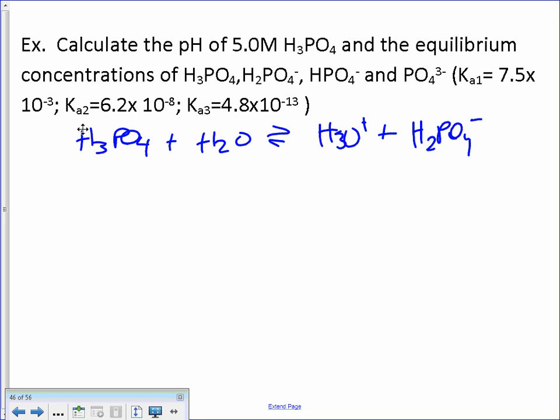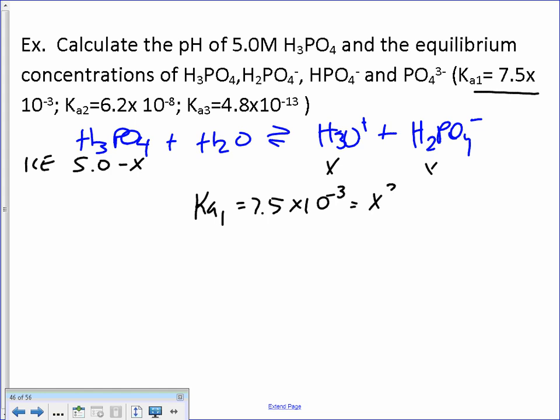Have to do an ICE box, minus X. Good. So I'm just going to write ICE right here: 5.0 minus X, X, and X. You see I'm just simplifying my ICE box a little bit. It's nothing crazy. And then what do I want to do? X squared over 5.0. So Ka1, which is 7.5 times 10 to the negative third, is equal to X squared over 5.0 minus X. And then I usually just put next to it that X is equal to hydronium, and then pH is equal to and so on.